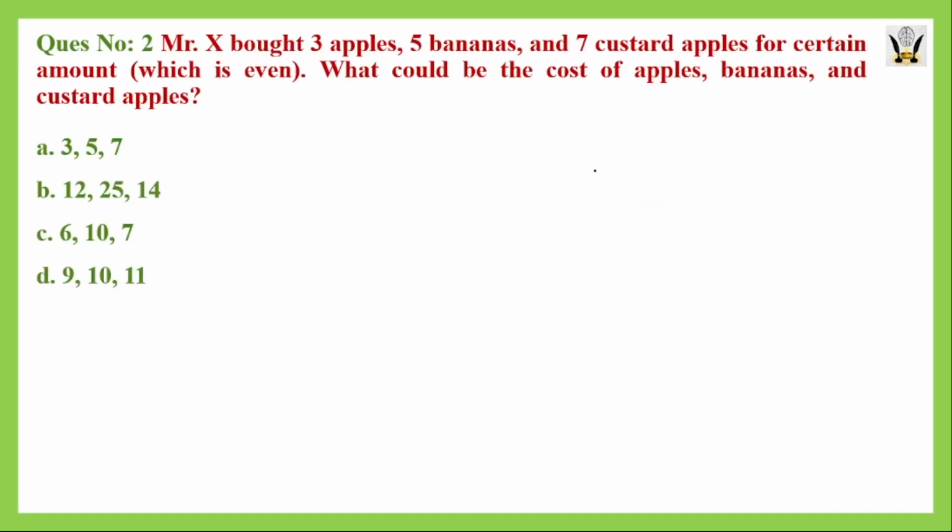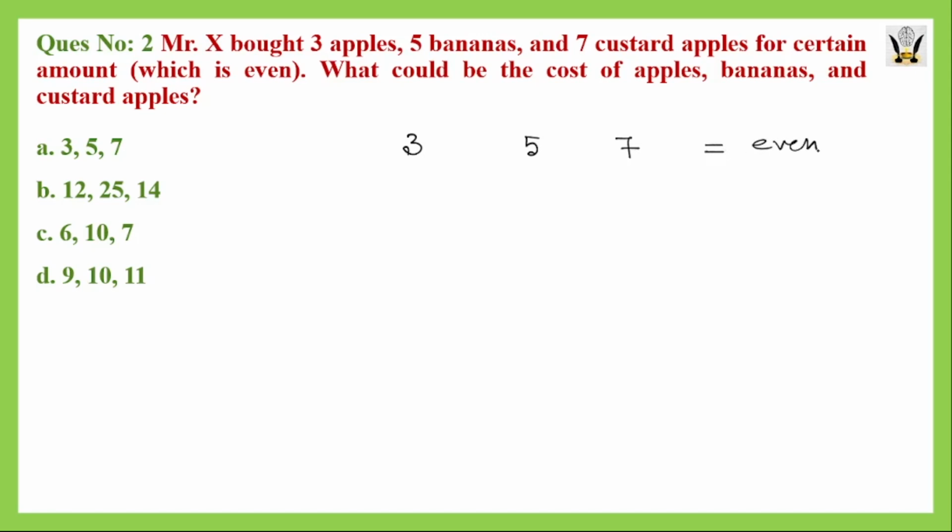Now the next problem sum says that Mr. X bought 3 apples, 5 bananas and 7 custard apples for a certain amount which is even. What could be the cost of apples, bananas and custard apples? From the given options we have to choose.